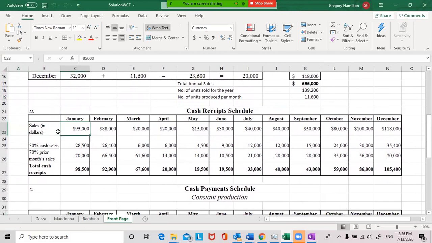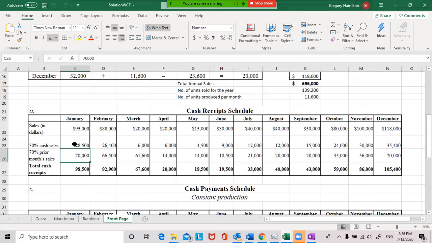We know that 30% of the sales will be received in cash, and the next 70% will be received in the next month. So we have 30% of January being received here, 28,500, plus 70% of December's amount. Remember that December is 100,000, so 70% of that would be 70,000.